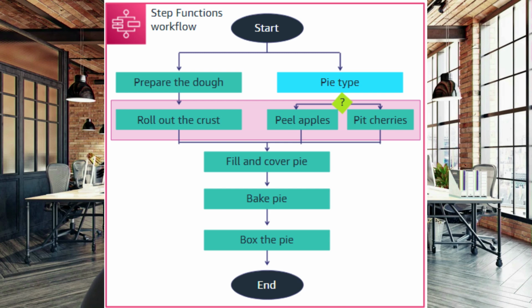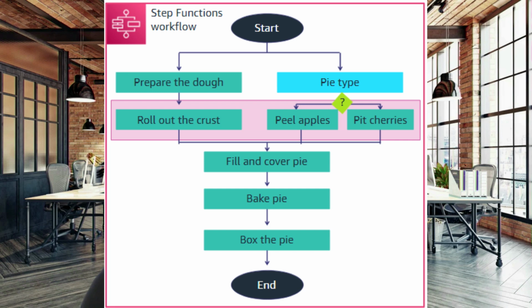In this example, roll out the crust and peel apples or pit cherries come first. They must all be completed before the filling and covering the pie task can begin. If one of the tasks in the parallel state fails, the workflow will not advance to the next step.